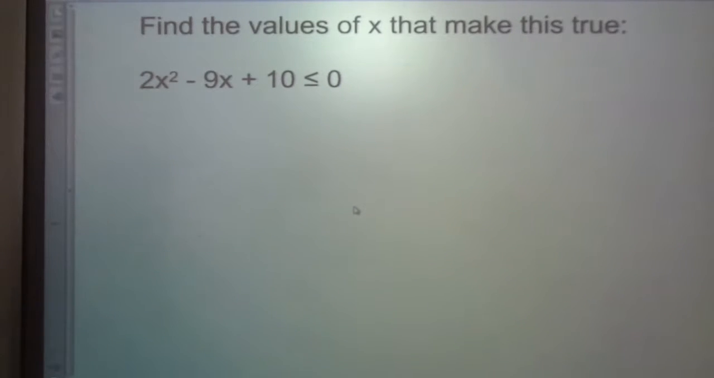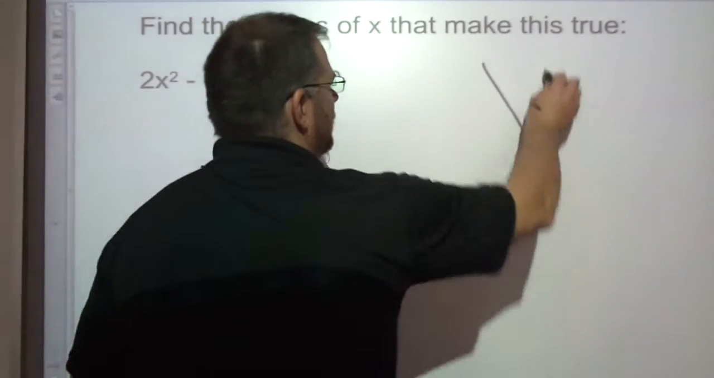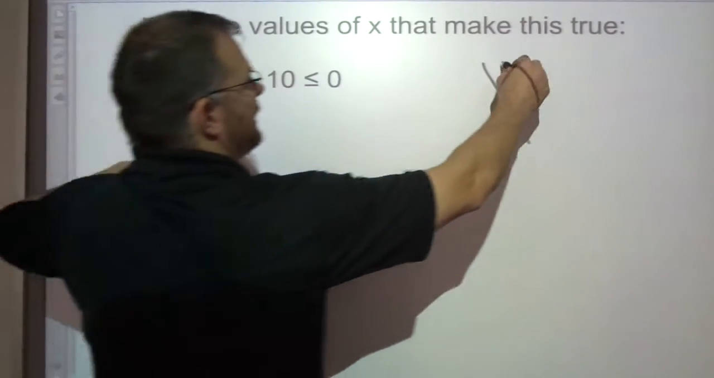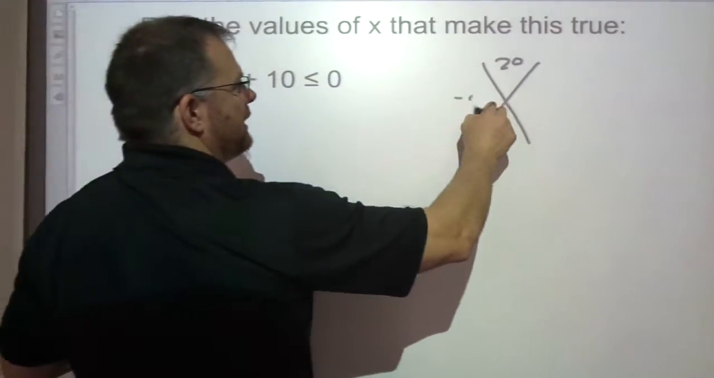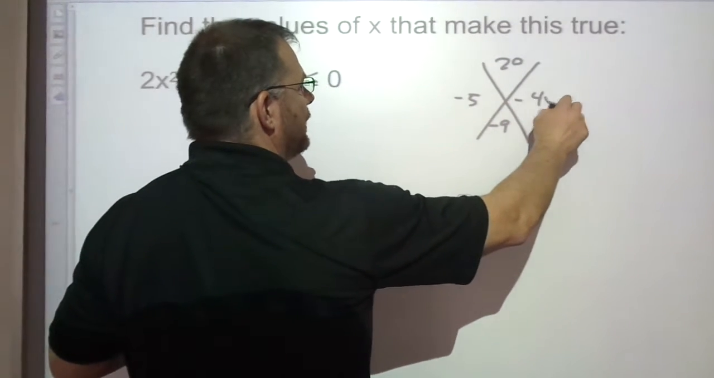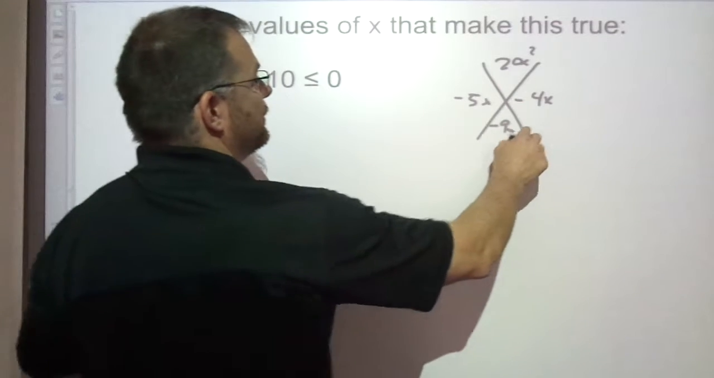Alright, so the first thing here is we want to find the x-intercepts. We want to pretend like this is equal to 0. And so we're going to have to factor this. If you remember factoring, we take first times the last that adds up to be the middle. And that's going to be negative 5 and negative 4. And those should have x's. This is x squared, and this is 2x.